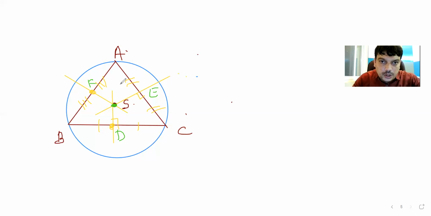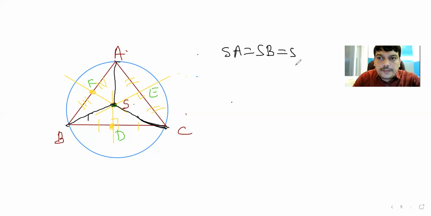So I'll just join S with A, S with B, and S with C. These lines are different from the yellow lines, of course. So you can say that always SA, SB, and SC are equal. Circumcenter is equidistant from the 3 vertices, and each of these will be equal to the radius of the circle, denoted by capital R. So this is capital R, this is also capital R.